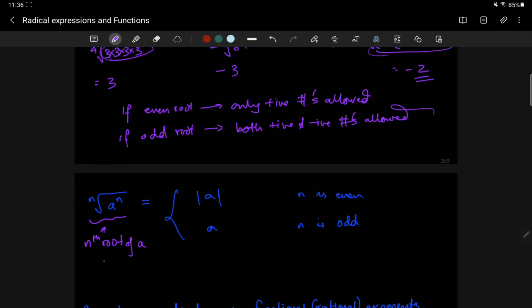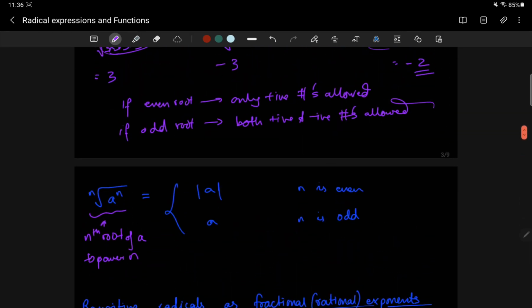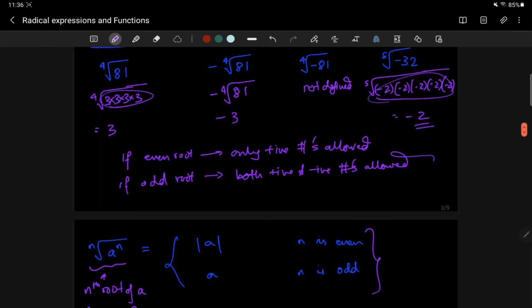Nth root of a to the power n, they cancel each other out, but you have to be careful about the case where you're dealing with n even or n odd. If n is even, this comes out to be the absolute value of a, which means it's always positive. And if n is odd, then it just comes out to be a. Okay, so this bit is important. Like, see, applied here. 4th root of 81, 81 is positive, so it comes out to 3. Right? 5th root of negative 32 comes out to be negative 2. So it can be positive, or it can also be negative.